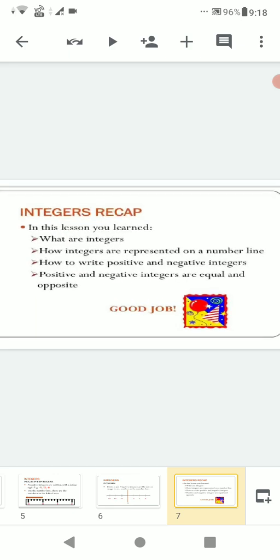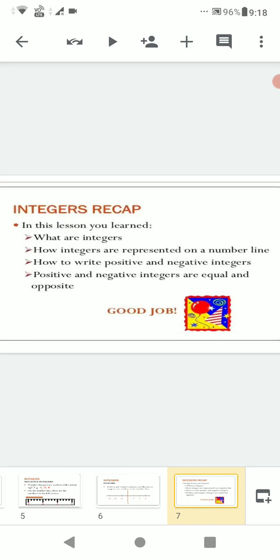So in the lesson you learned today about the concept of integers, how integers are represented on a number line, and how to write positive and negative integers. Positive and negative integers are equal and opposite. And in exercise 6.1 you will write the opposites of the increase in weight. Opposite of increase in weight will be decrease in weight.